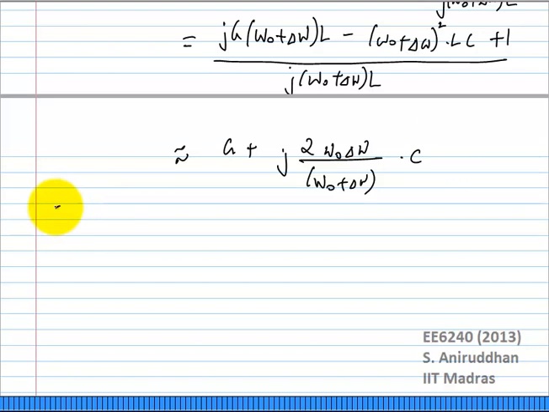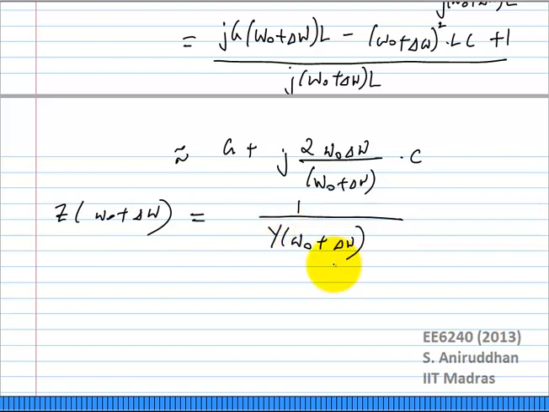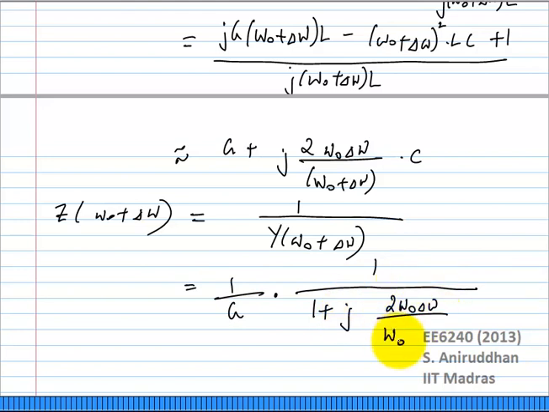Which means if you want to find out the impedance of the tank, you have to take 1 over this number, so you will get some expression which looks like this. It's 1 over g times 1 by 1 plus j 2 omega naught delta omega by (omega naught plus delta omega) times RC.